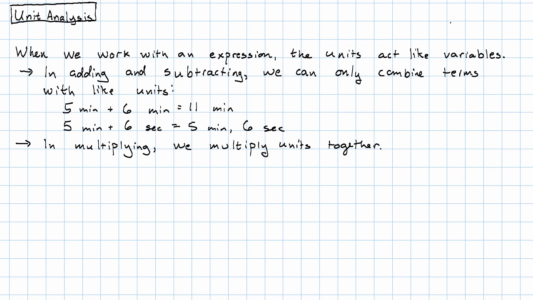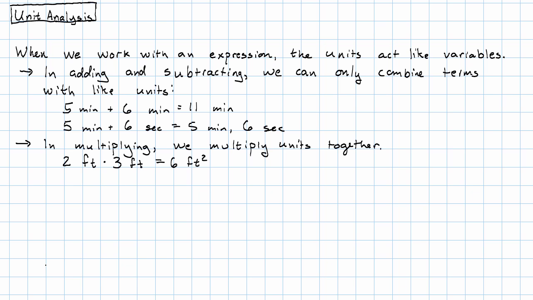When we're multiplying, we just multiply the units together. So, for example, 2 feet times 3 feet is 6 square feet.